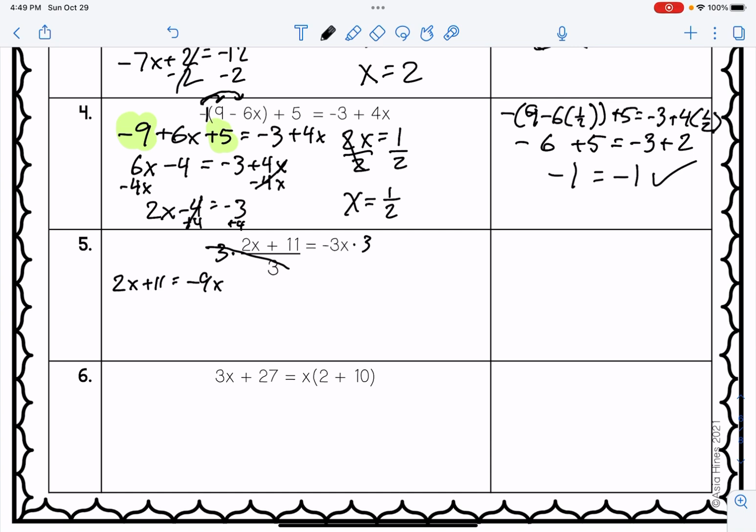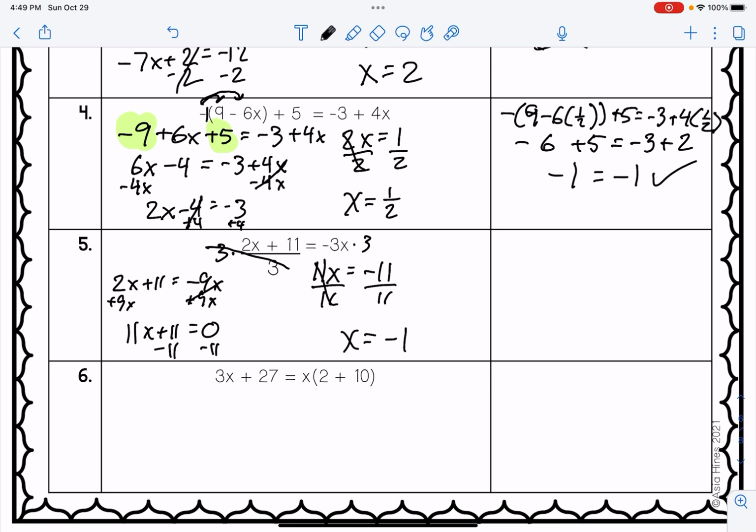We could do this in a shorter way from here, but I'm going to stay consistent with myself. I like to bring my variables to the left. So plus 9x, plus 9x, we're going to get 11x plus 11 is equal to 0. And now we're going to subtract 11, subtract 11. We'll have 11x equals negative 11. Divide by 11, and we are going to get x equals negative 1.